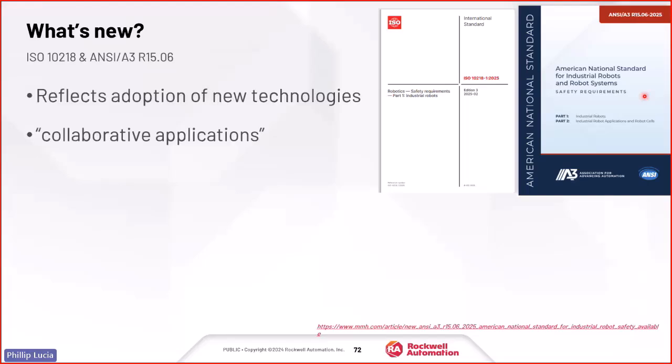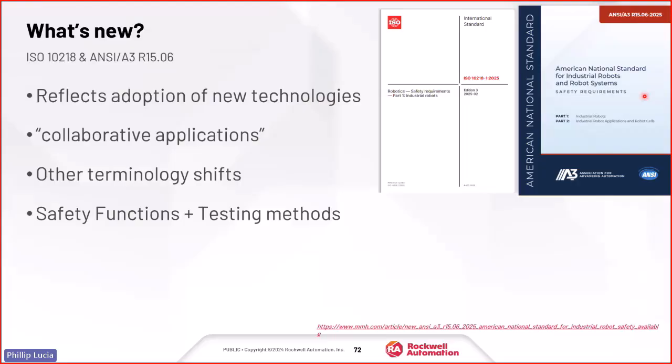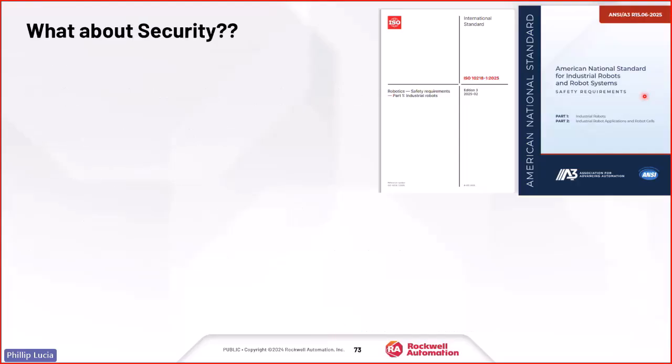So what's new? What's new is the standard is adopting some new technologies, especially what we refer to as collaborative applications. The group doesn't like the term cobot. They like to use collaborative workspace, collaborative applications, things like that. But we're talking about people and machinery working closely together. There are new safety functions and testing methods, and some considerations around end effectors and loading and unloading. So it's been enhanced, it's been expanded, and it's a living document, which will be updated and reviewed again for years going forward. So what about security?